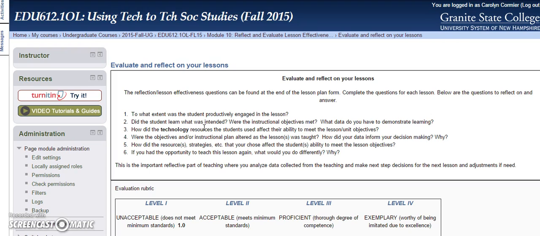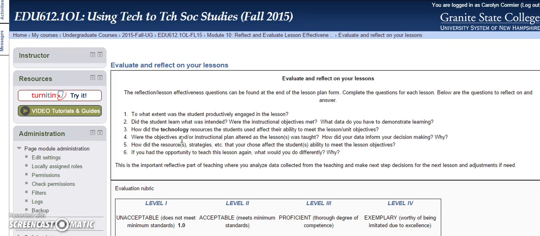Number 2, did your students learn what you intended them to learn? Were the instructional objectives of your lesson met? And what data do you have to show that your students have met these learning objectives? Number 3, how did the technological resources that you planned to use work out? Were students able to benefit? Were they able to complement your units as you had planned?